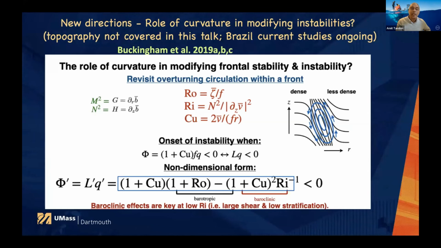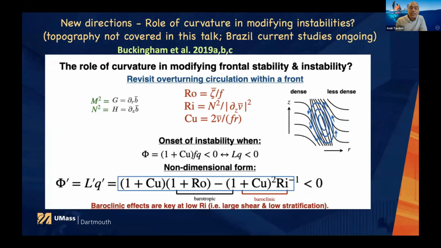And Christian Buckingham, in a series of JPO papers in 2019, showed that the same criteria that I was showing you in the beginning of the talk, 1 plus Rossby number minus 1 over Richardson number, now gets modified by these factors of curvature number. So 1 plus curvature number and 1 plus curvature number squared.